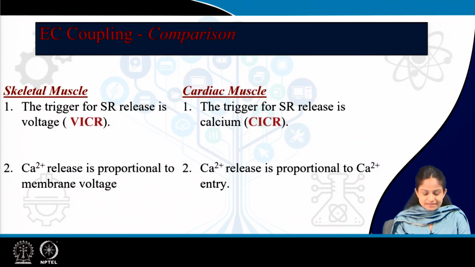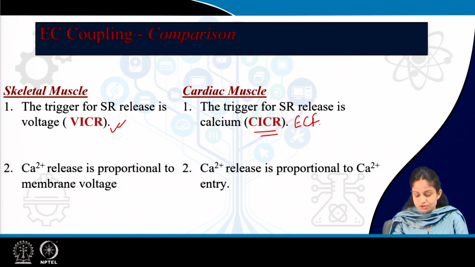The coupling comparison overall, the trigger for the sarcoplasmic reticulum release is mainly voltage dependent in case of skeletal muscle. In case of cardiac muscle, the trigger is calcium induced calcium release. So, it is a very important question which is asked, which is the main influencing factor, that is the extracellular calcium which enters the T tubule and further causes release of the calcium from the sarcoplasmic reticulum.